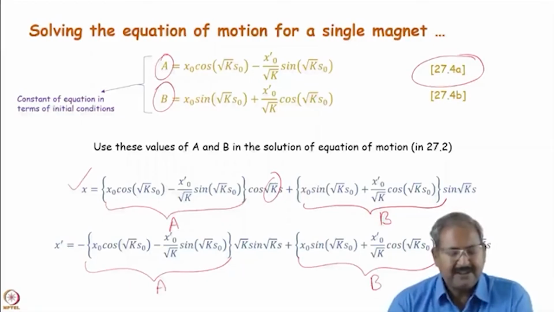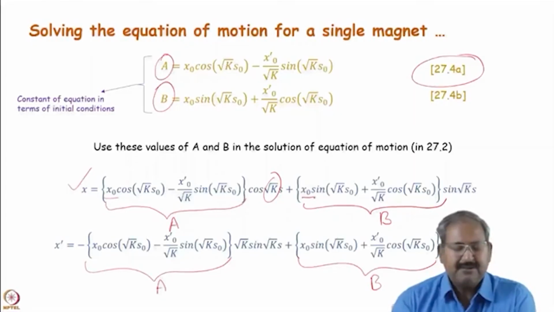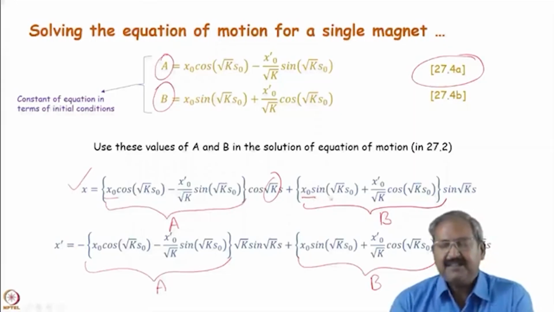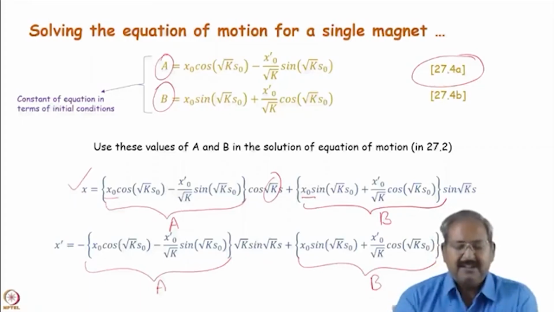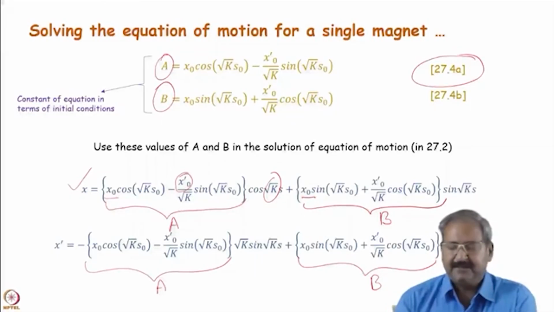So now what we can do, we can collect the terms of x0 together. So you will get x0, and inside the bracket you will get cos root ks0 cos root ks plus sine root ks0 sine root ks. Means you will get x0 cos root k(s minus s0). Similarly, when we collect the terms containing x0 prime, you will get such kind of trigonometric formulation there also. Similarly for the x prime.